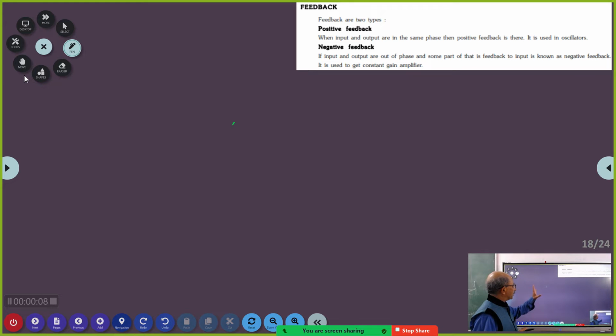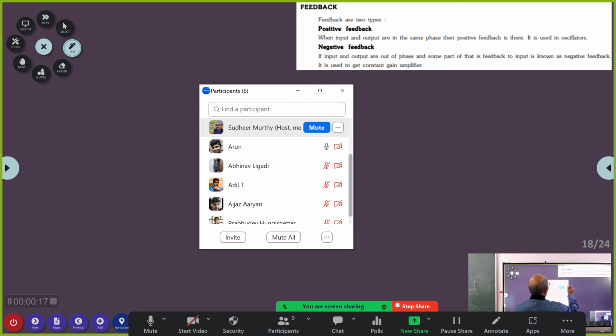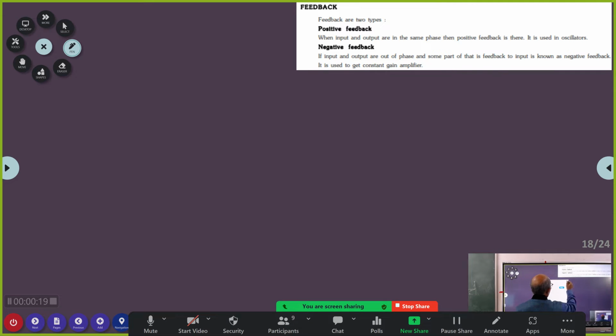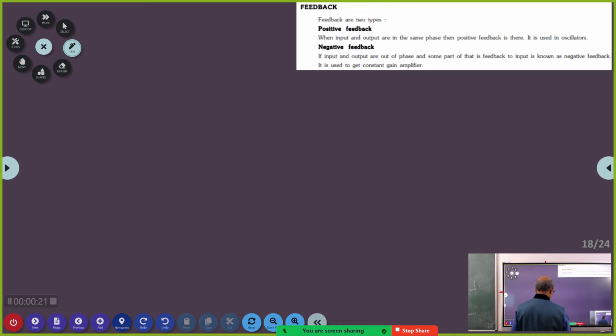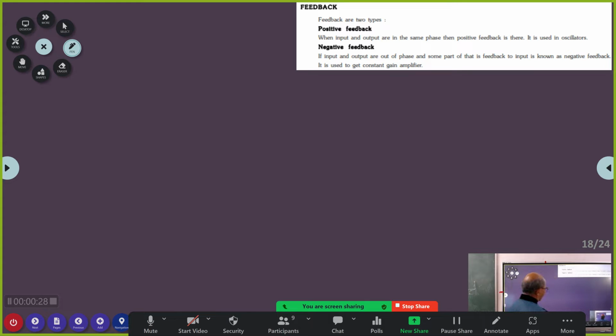So yesterday we started with feedback. Now I will draw. Please ask. So collector, emitter and base are classified only on doping and thickness values. They depend on the doping and the thickness, and the type of semiconductor also.